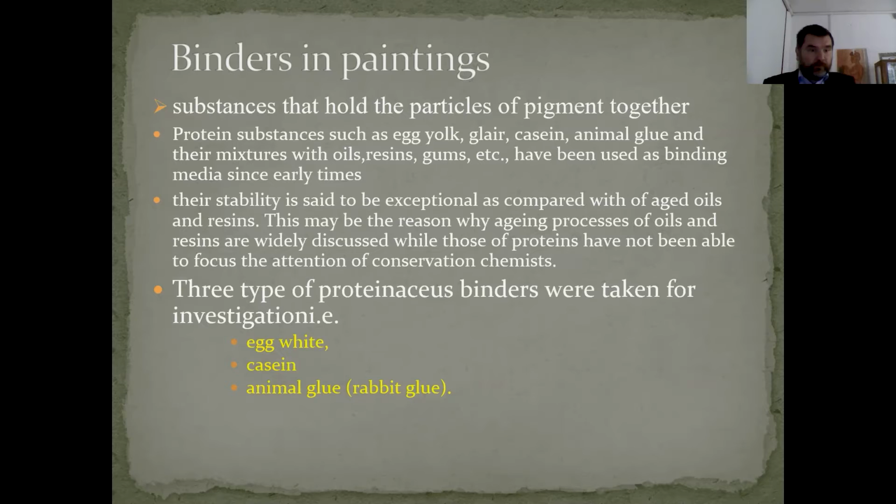Their stability is usually very good, especially these protein binders, compared with some oils and resins. But that is maybe the reason why these aging processes are not so well discussed in the scientific literature as they are for aged oils and resins. That is why we took three types of proteinaceous binders for investigation: egg white or albumen, casein, and animal glue.